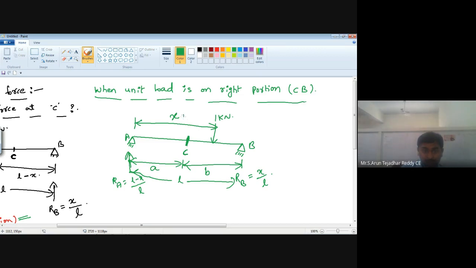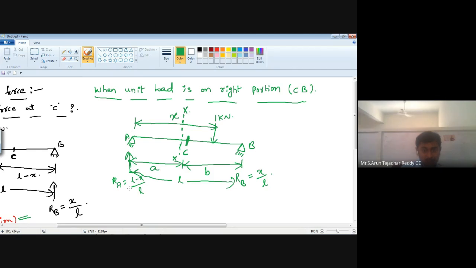So consider a section XX, just left of the C. It means now forget about the right side portion, because we are considering a section XX here. So you can consider XX to the left portion only.